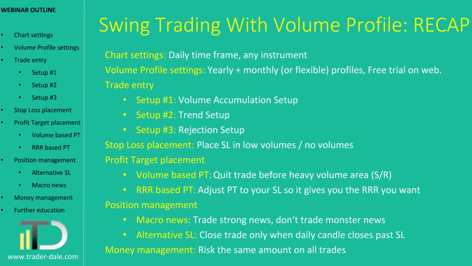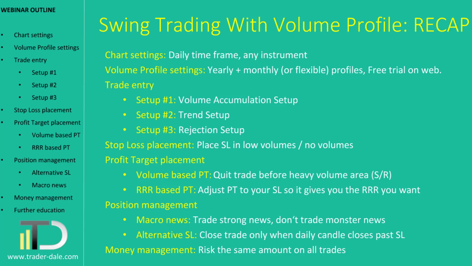The next thing we covered was the stop loss placement. The main message was that you place your stop loss in low volume areas or into no volume areas. Then we went into profit target placement. There were two options how you can place your profit target. You can either base it on volumes, which means that you quit your trade before it reaches heavy volume areas, which are strong support or resistance zones. Or you can base your profit target on risk-reward ratio you want to maintain. So you adjust your profit target to your stop loss, so it gives you the risk-reward ratio which you want.